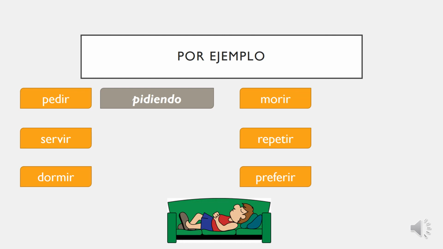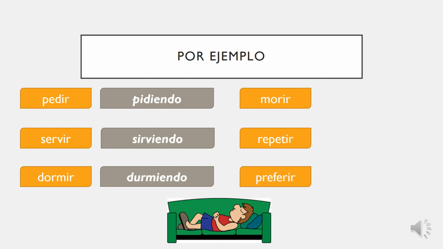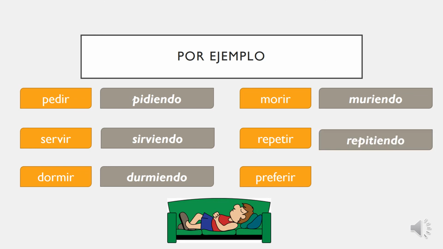Servir, E to I, sirviendo. Dormir has an O, so my O will change to U and it becomes durmiendo. Morir, my O changes to U and it becomes muriendo. Repetir has 2 E's. We always change the E that's closest to the end of the verb, so it becomes repitiendo. And the same thing with preferir. My E closest to the end changes and it becomes prefiriendo.